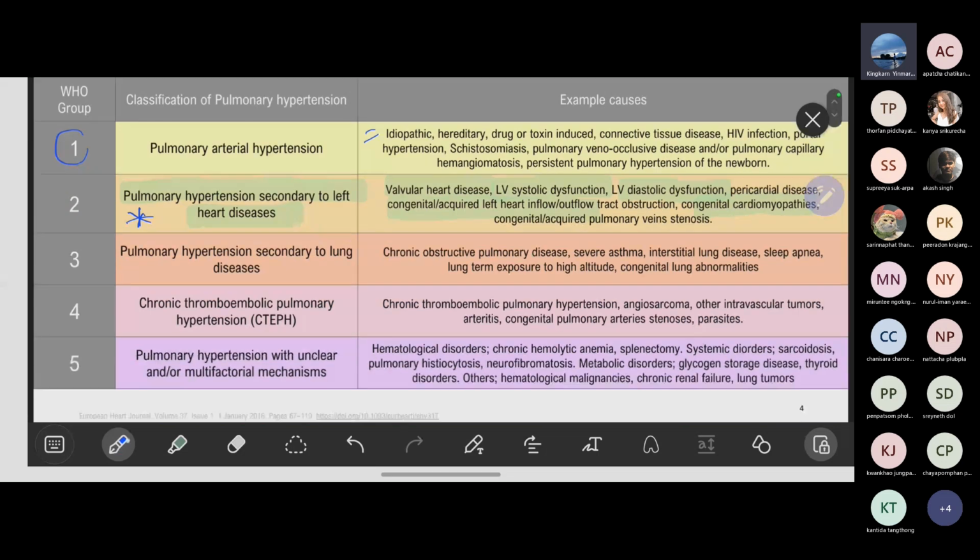Group 3, pulmonary hypertension due to lung disease. The most common lung diseases usually associated with it are COPD and interstitial lung disease. Group 4, pulmonary hypertension due to chronic thromboembolic pulmonary hypertension, also called CTEPH.